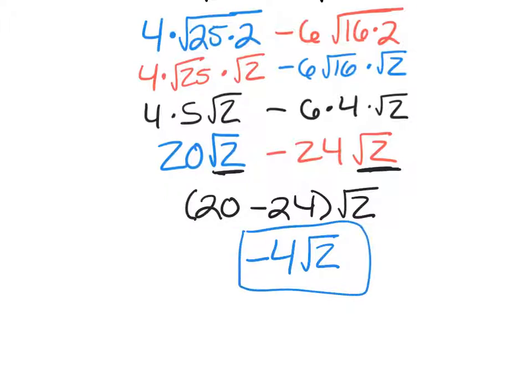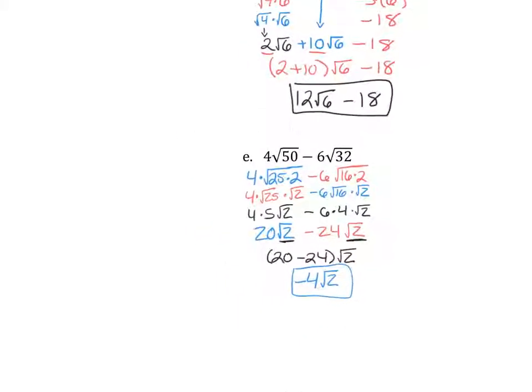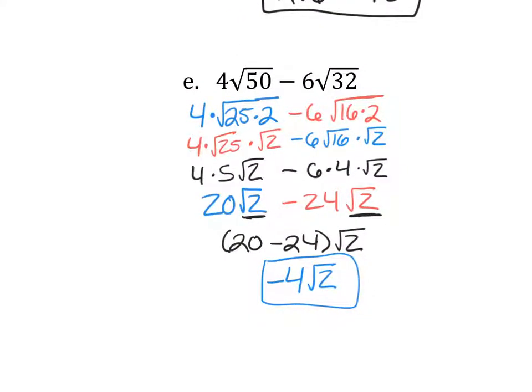All right. You guys have any questions? So again, it's a lot of the same thing we've been doing, a lot of simplifying when it comes to doing anything with radicals. So you simplify as much as you can first, and then it's just adding or subtracting the numbers out in front.